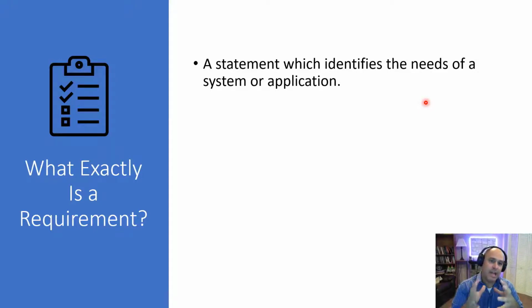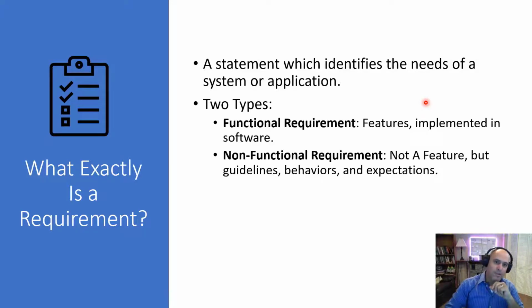When you're building an application or building a system, it's sort of the same thing. We have 2 kinds of requirements that we're thinking about. One type of requirement are the functional requirements, and these are the features that will be implemented in the thing that we're building.